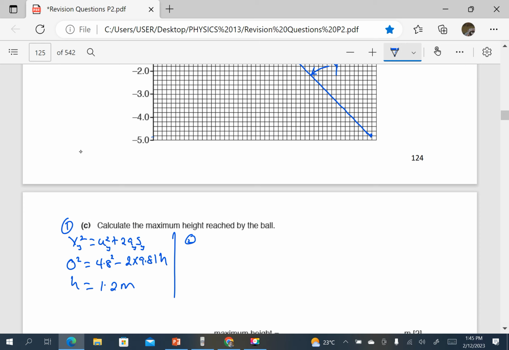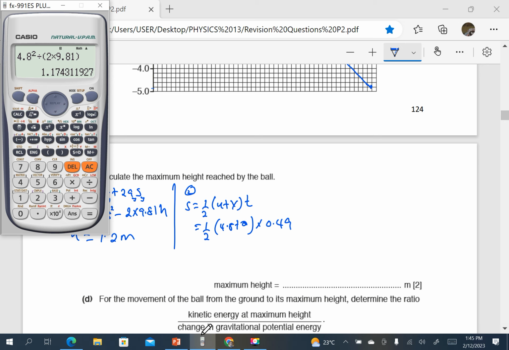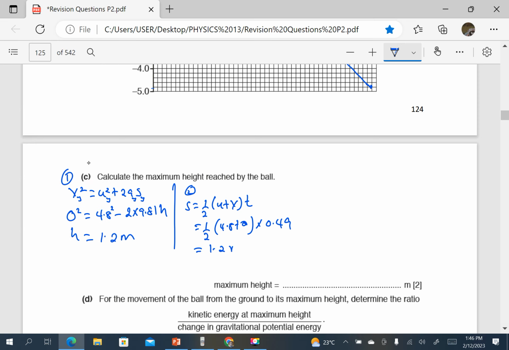Method number 2, I would use another equation. Maybe I can use s equals a half times u plus v times t to find the maximum height. So this will be a half. The initial velocity in the vertical is 4.8 plus at maximum height it is 0. But the time to reach maximum height was given as 0.49. So I have 0.5 times 4.8 times 0.49, which gives me h or distance s as 1.2 meters.